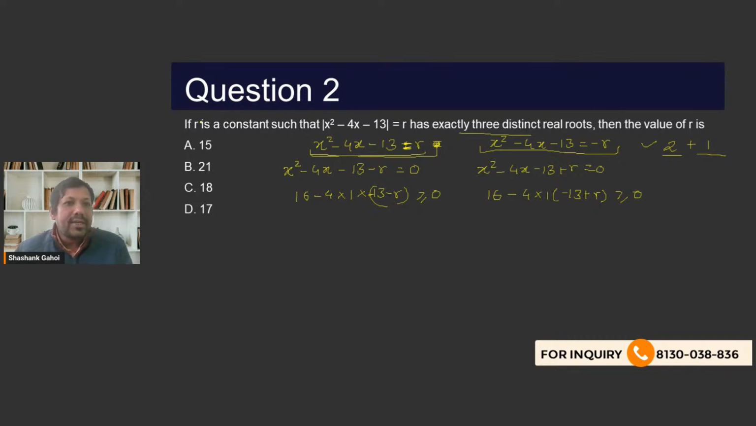Okay, so basically it is saying that R is a constant, right? It has three roots. So when I open the mod, I am going to get two different quadratic equations. One equation will be positive R, the second equation is going to be negative R. The two equations would give me four roots, but instead of four we are going to get only three roots. So three roots means two distinct roots from one equation and one root from the second equation. Did you get my point, Om?